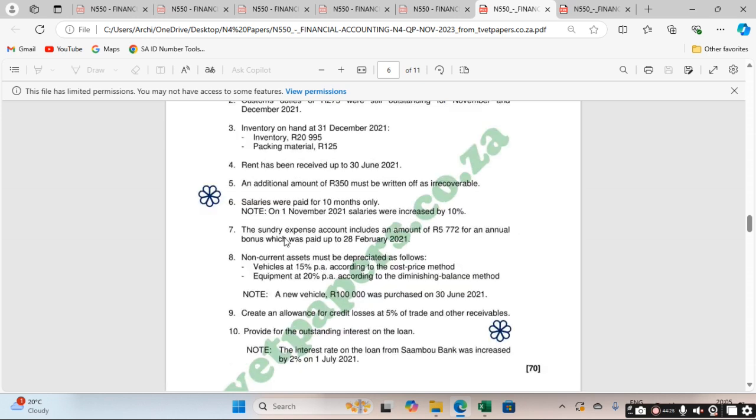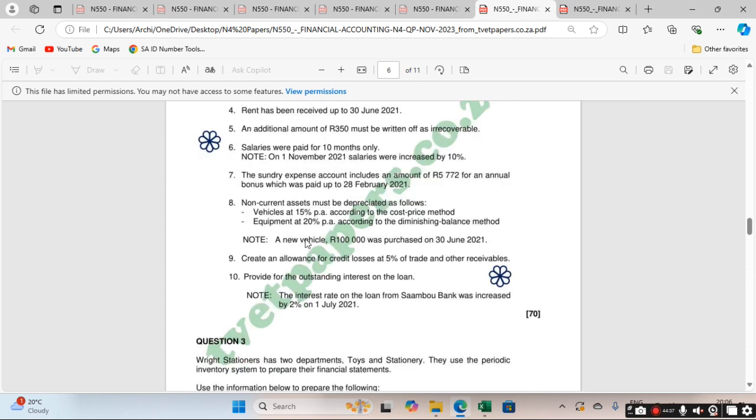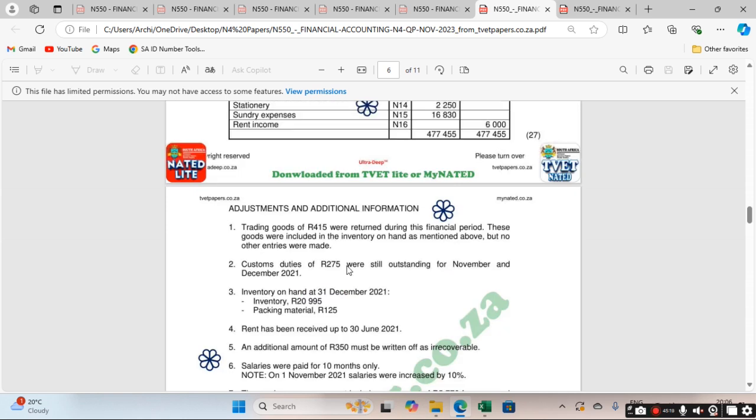Salaries 10%, central expense. Okay, so as we can see, this question paper is exactly the same as the one we were doing. The only thing that's different here is the amounts. As we can see here, number 10, they're saying interest on loan. So they used 2% this time instead of what? Last time it was 2.75. And then also a new vehicle was bought. Last time they said they bought it for how much? For 200,000, I think. So also the dates maybe. The year end also, it's different.